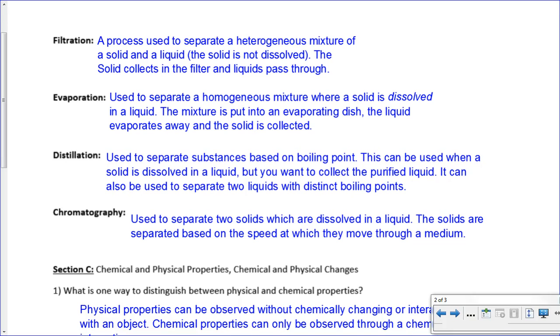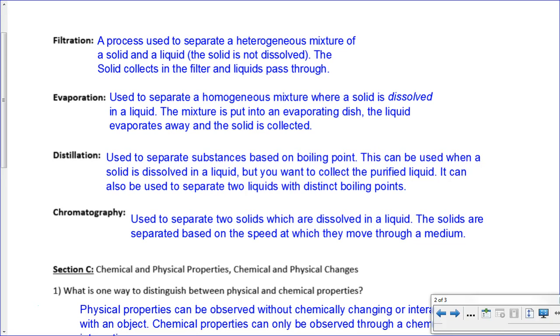Distillation separates based on boiling point. There are a couple places we use this. One of them is if you have two liquids that are mixed together that have different boiling points. You heat them up, and the one that boils at a lower temperature would boil up into a tube. It gets cooled down in the tube and recondensed into another container.